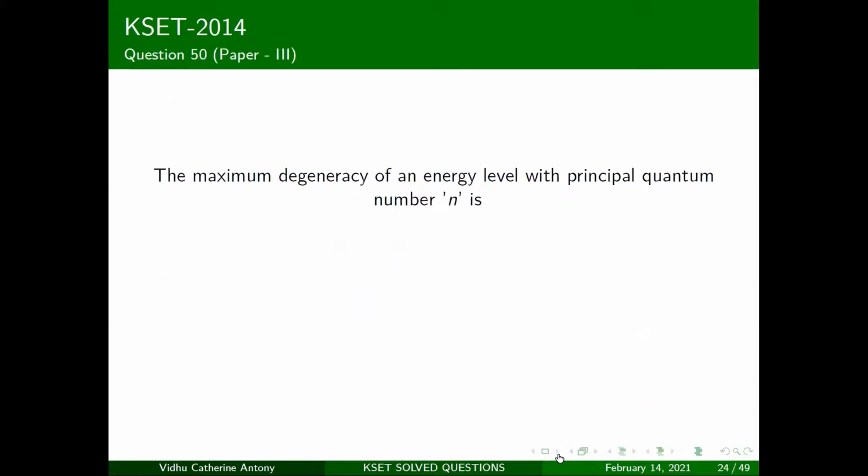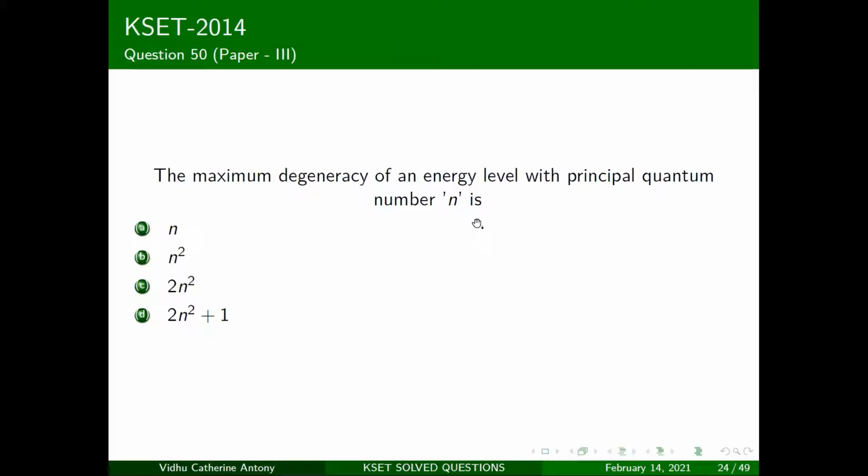Okay, so let's go to the next question that we have here. The maximum degeneracy of an energy level with principal quantum number n is what? Okay, so you have n squared, you have 2n squared, and you have 2n squared plus 1. Okay, so this question is incomplete. It's not correctly telling you what you really need to find.